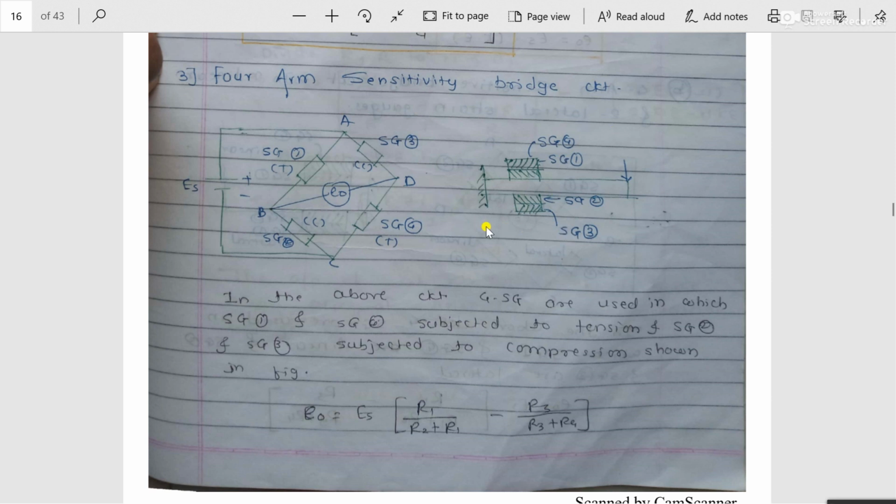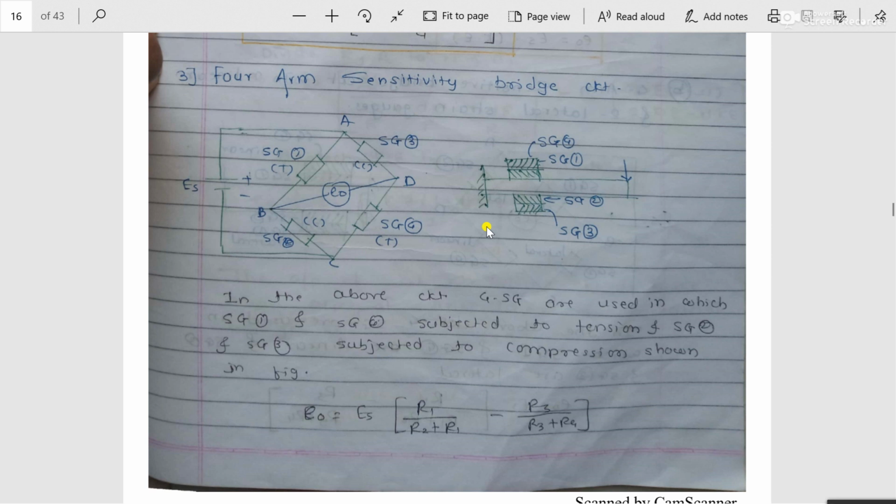Now it is our requirement. I have to calculate the output of the 4-arm sensitive bridge circuit, and I have to compare this output with the 2-arm sensitive bridge circuit and the single arm sensitive bridge circuit. From that comparison I have to obtain the conclusion, whether the 4-arm is more sensitive, or the 2-arm is more sensitive, or the single arm sensitive bridge circuit is more sensitive.